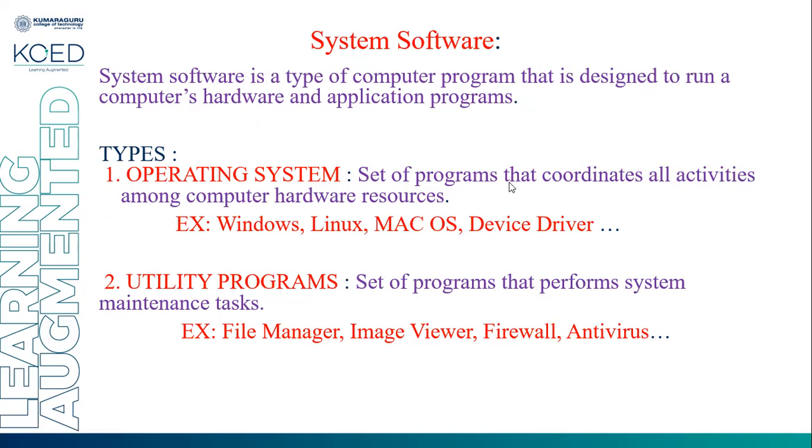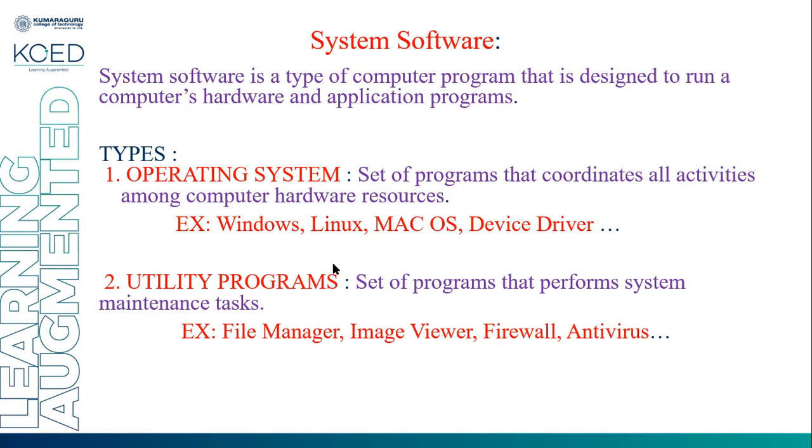An operating system is a set of programs that coordinates all the activities among the computer hardware resources. Examples: Windows, Linux, Mac OS, and device drivers. These are all known as operating systems.